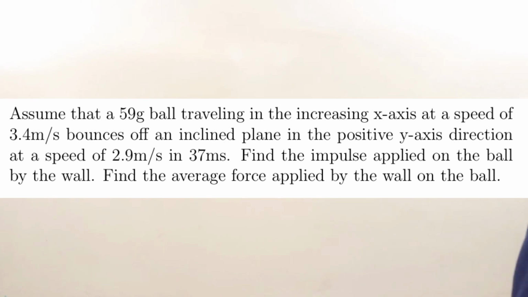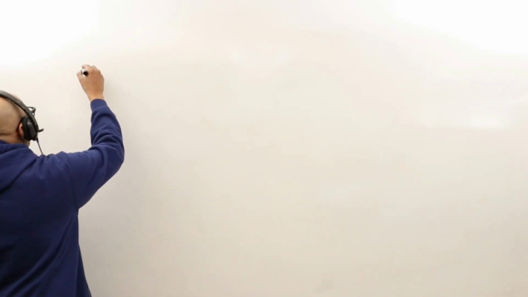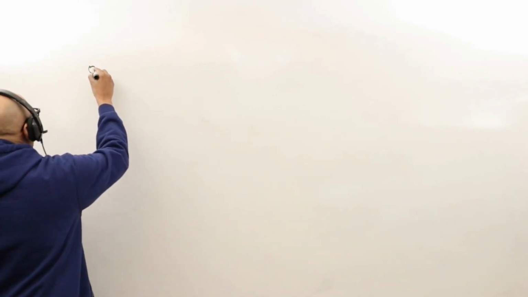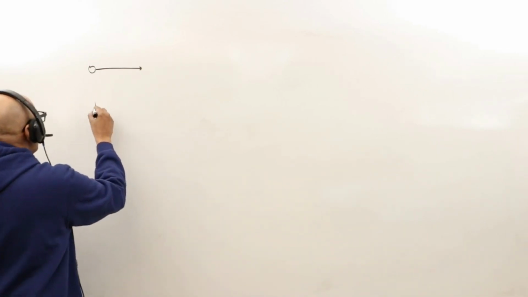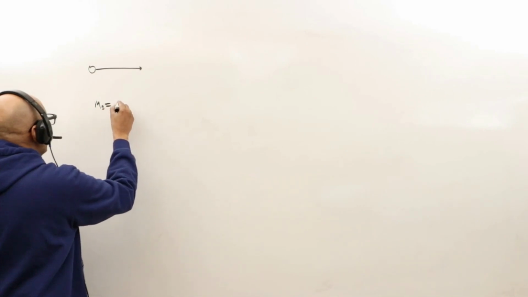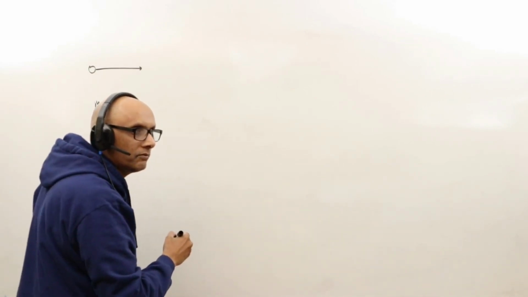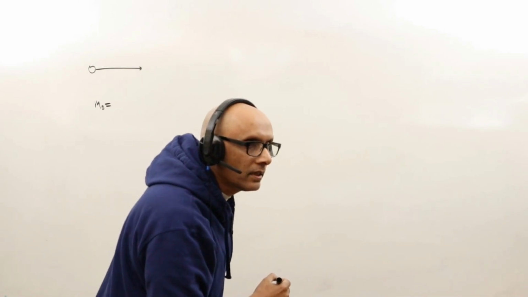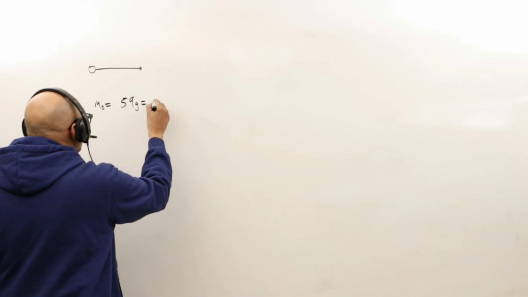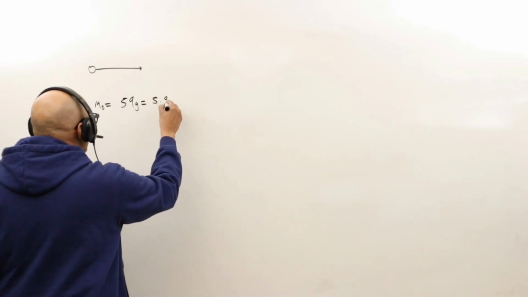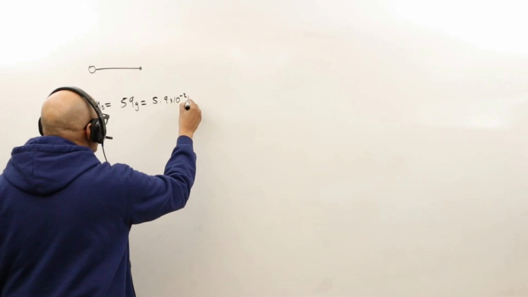So as usual, first thing you should do is draw a little diagram explaining the problem. So here's our figure. Here's a ball traveling along the x-axis. It bounces off. The mass of the ball is 59 grams, which is converted into 5.9 times 10 to the minus 2 kilograms.